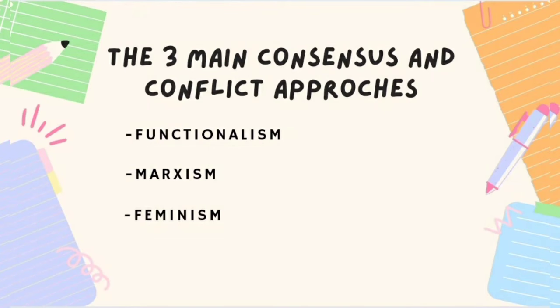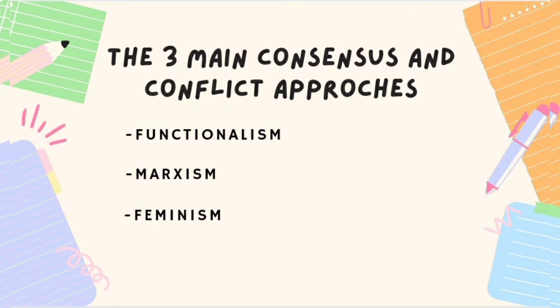Now moving on to three main approaches in sociology, which include the conflict and consensus approaches. What is consensus? We all may have heard the term: consensus is when you reach an agreement. And on the other hand, conflict is when there is a disagreement over certain things. So number one approach is functionalism. Functionalism is basically a consensus approach.